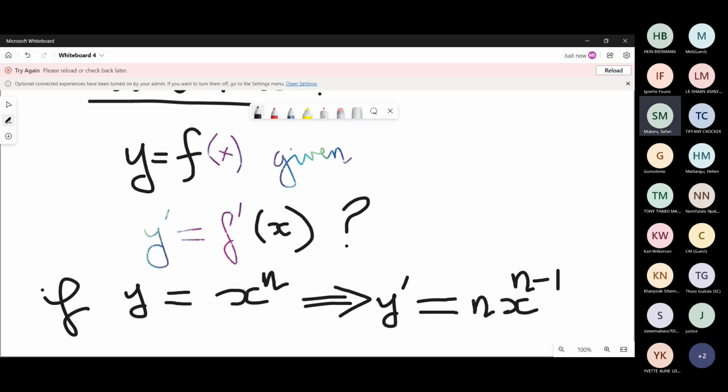Okay, let me take another function. Say y equals x power, say x power 4. Of course, here we have, what is the derivative, please? Very, very easy. Y prime equals 4 x power 3, right?